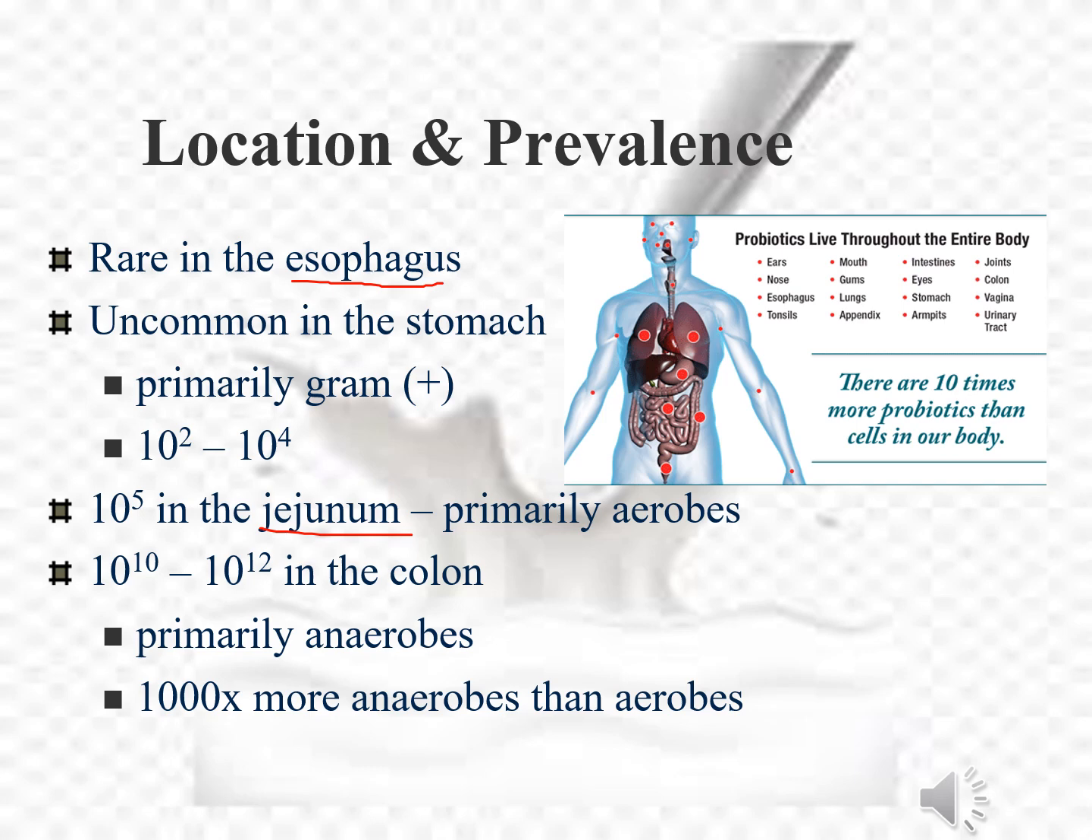Let's talk about the location and prevalence of probiotics. They are mostly found in the large intestine and rare in the esophagus. They are uncommon in the stomach, primarily gram-negative. They are also found in the jejunum, primarily aerobes. Probiotics live throughout the entire body. There are 10 times more probiotics than cells in our body.